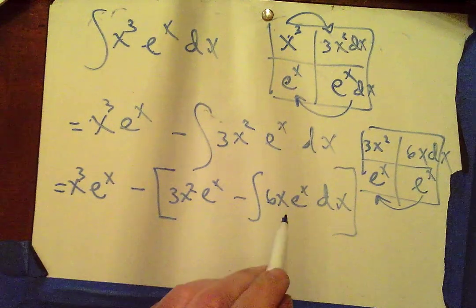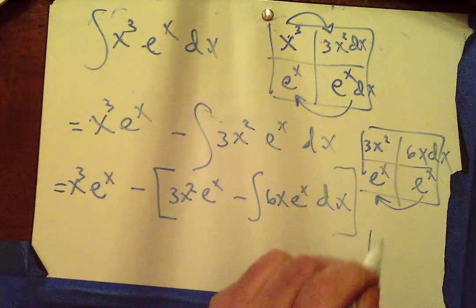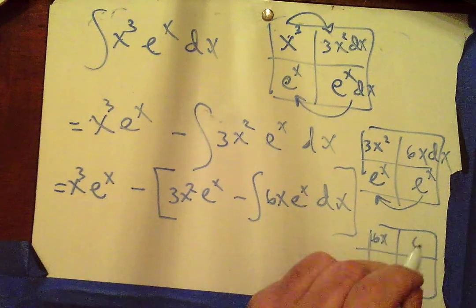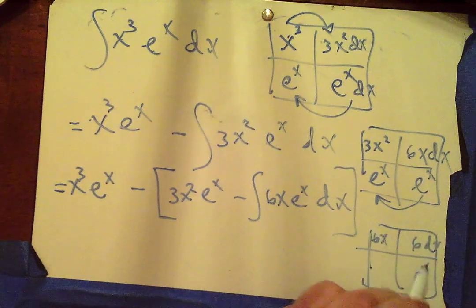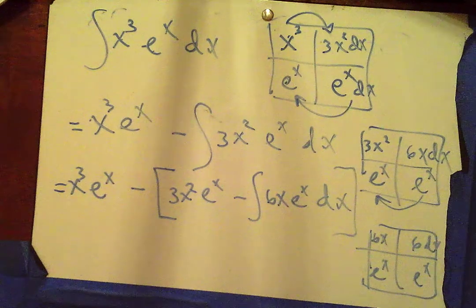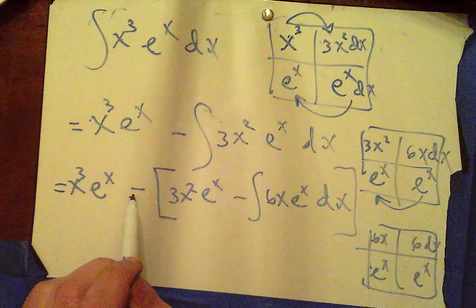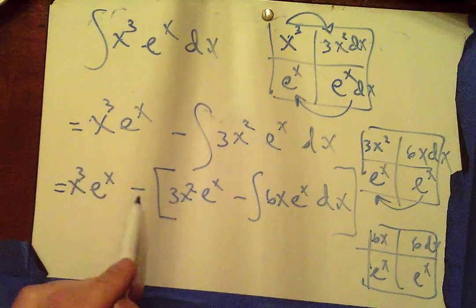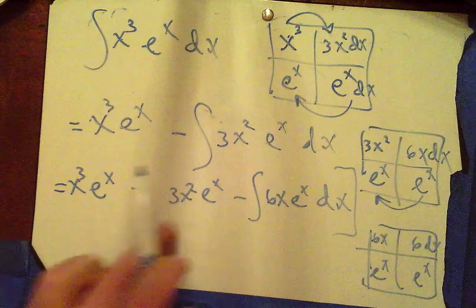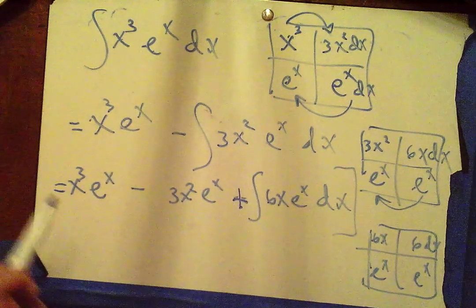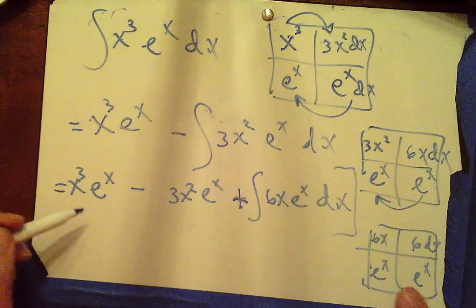Okay, so what about that? By parts a third time. 6x, 6 dx, e to the x, e to the x. And so remember that all of this is behind that minus sign. And we haven't even distributed here. So maybe we should do that. Let's distribute that negative. Negative times negative makes positive. Okay, and now this one with this by parts.